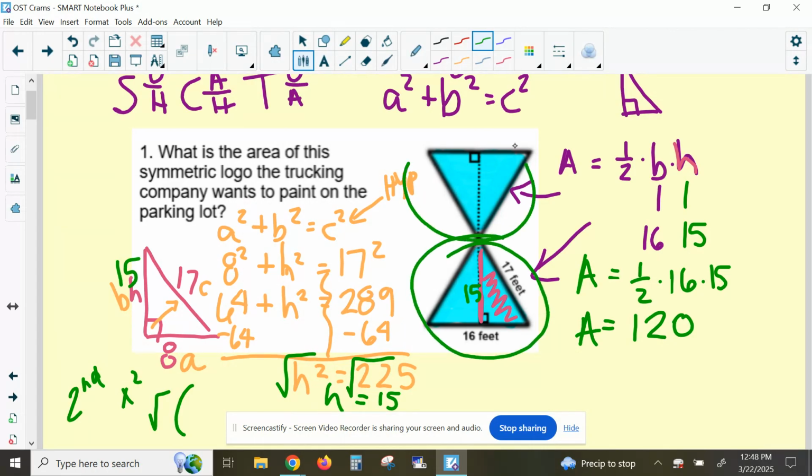Now, since I have 2 that match, I have to double this. So times this by 2 to get the whole figure, and I get 240. And this is feet, and it is squared since it's area.